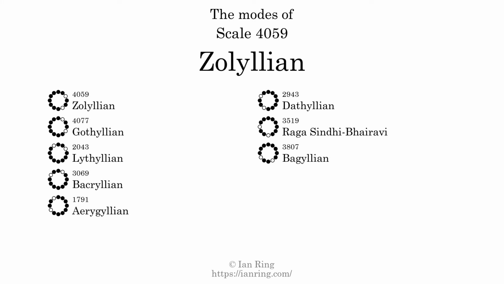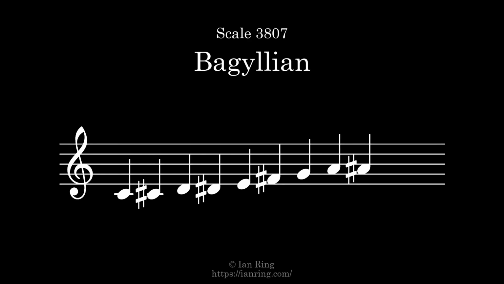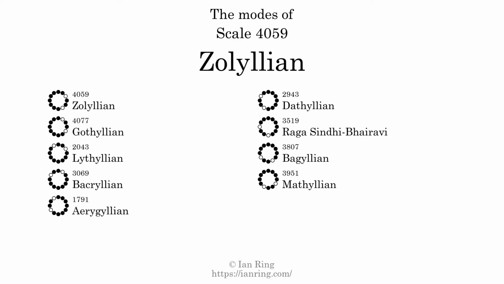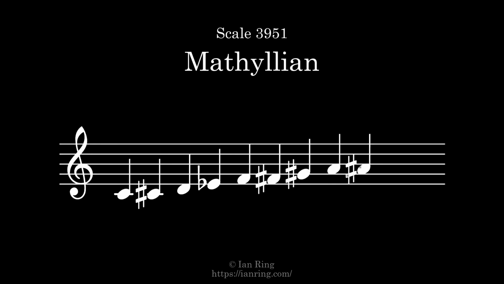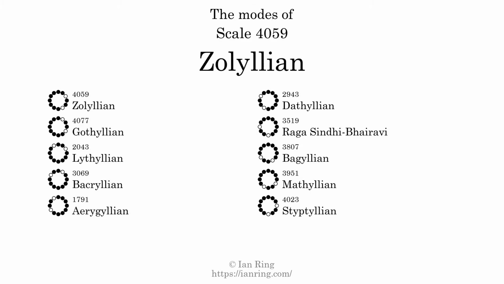The eighth mode is scale 3807, also known as Bajillion. It sounds like this. The ninth mode is scale 3951, also known as Mathillian. It sounds like this. The 10th and last mode is scale 4023, also known as decatonic. It sounds like this.